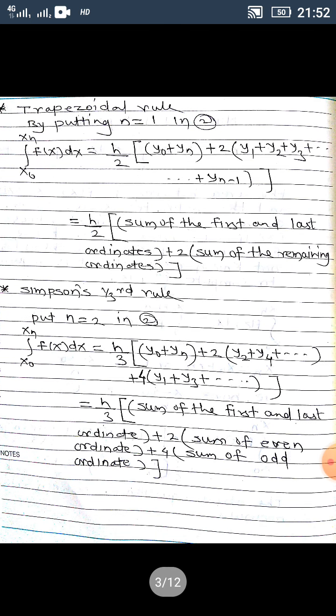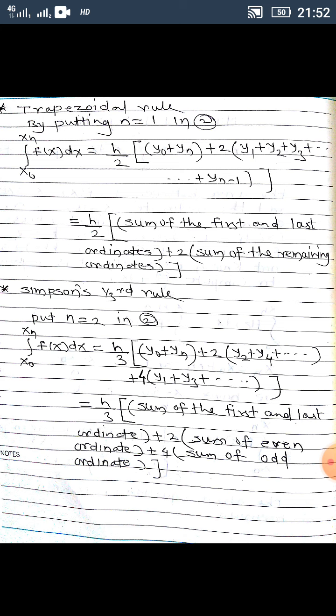Next, if we put n is equal to 1 in the Newton-Cotes formula, the formula becomes the integral from x0 to xn of f of x dx is equal to h by 2 in bracket y0 plus yn, the first and last term, plus 2 times the rest of the terms, that is y1, y2, y3 plus so on, plus yn minus 1. This can be written as h by 2 times the sum of the first and last ordinates plus 2 times the sum of the remaining ordinates. That is the trapezoidal rule, after putting n is equal to 1 in the Newton-Cotes formula.